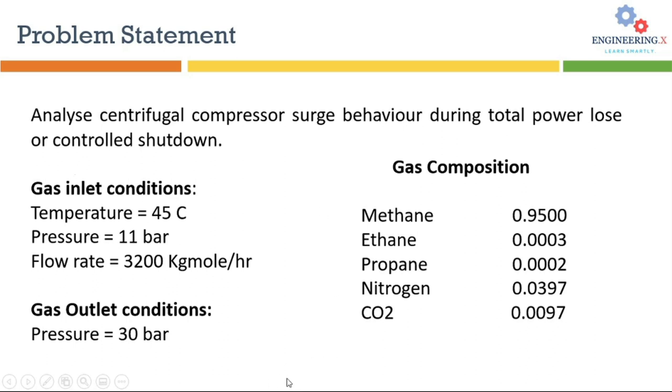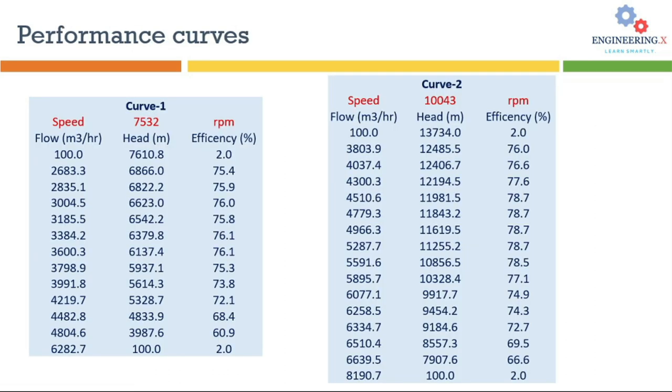I would recommend that you pause the video for some seconds and note these conditions, as we will use them in HYSYS, so it will be easy for you to put the data into the coming HYSYS calculations. These are the gas inlet condition, gas outlet condition, and gas composition. Please note down all these values. Also, you will have to note down the performance curve data provided by the vendor of the compressor. We will use these curve values to generate performance curves for this compressor. So curve 1 is at speed 7532. This is the data for the first curve. This is the data for the second curve.